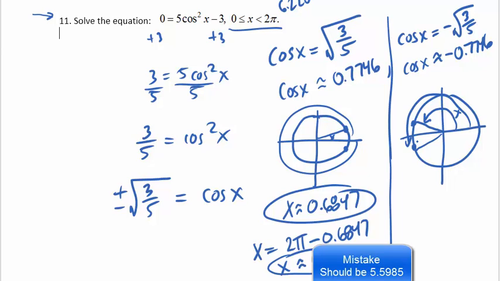Okay, so we've got this negative 0.7746, and I want to take the inverse cosine of that. I want to make sure I'm in radians. And so it gives me this as an angle measure there. And again, this is an approximation for my angle measure. It's 2.457. And that makes sense, because if I went all the way around the circle to here, that would be pi. That'd be 3.14. So I'm a little short of that.